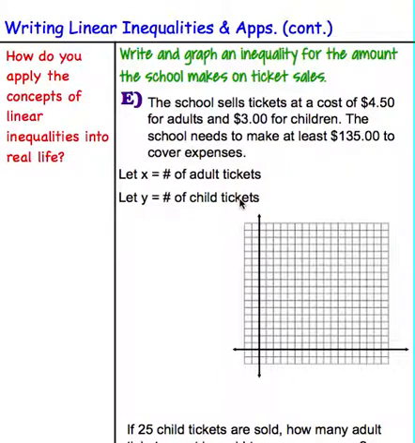Going to start working with word problems and applications of linear inequalities. Our first example here is we have the school sells tickets at a cost of $4.50 for adults and $3 for children. The school needs to make at least $135 to cover expenses. The first thing I want to point out here is this key phrase of at least.